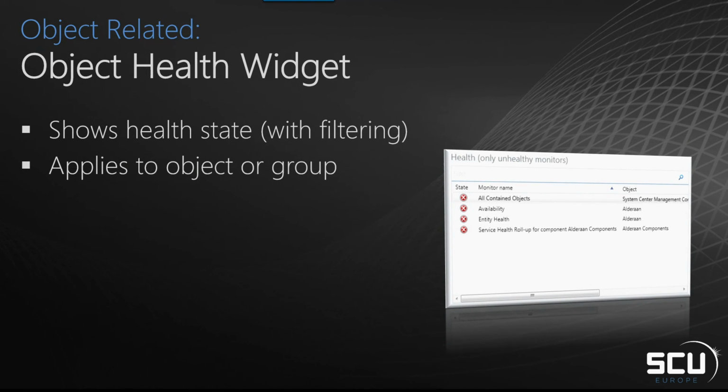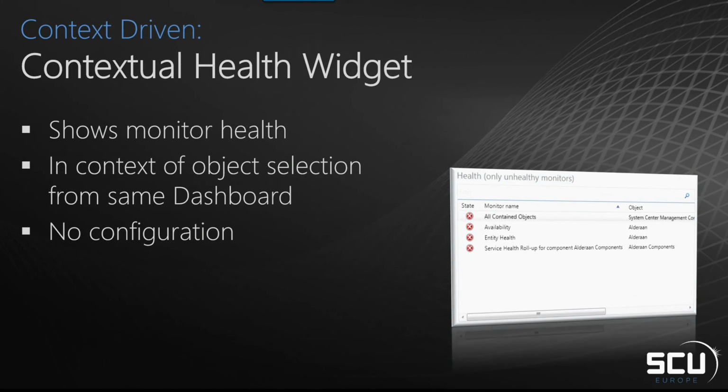Then we have the object health widget, which is a widget where, when you configure the widget, you can define an object or a group, and it displays all the monitors and the health state of the monitors in your widget. This is a very simple widget. Also, you configure it up front, and you see in your dashboard the widget as you have configured it. However, there is another one.